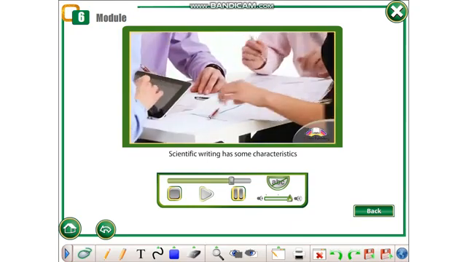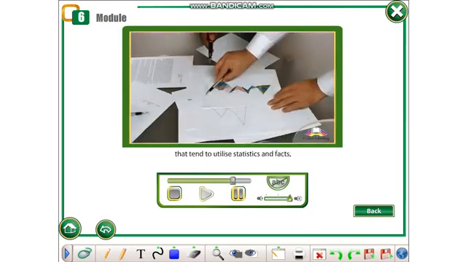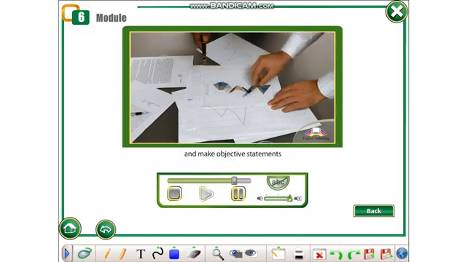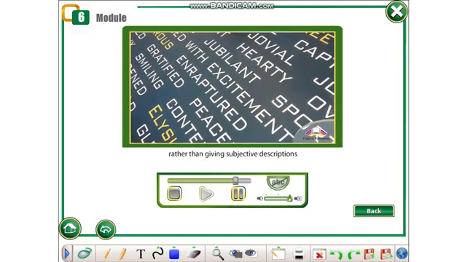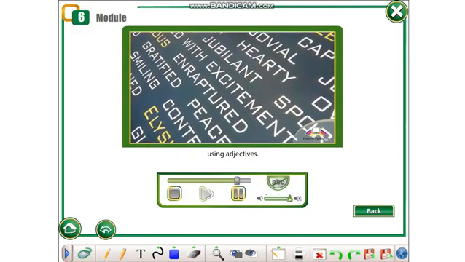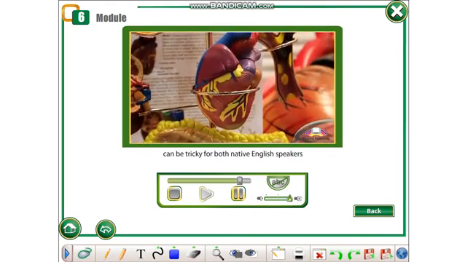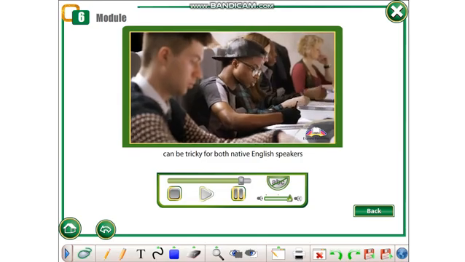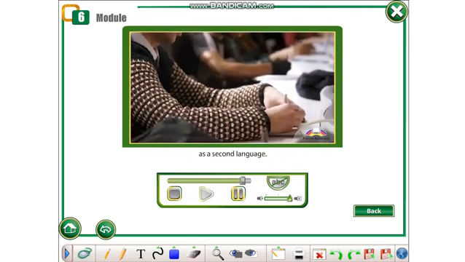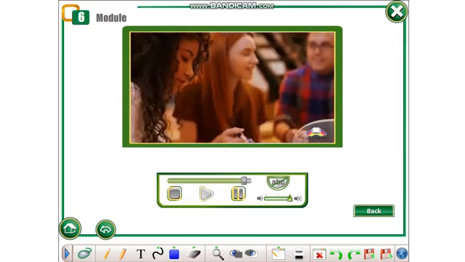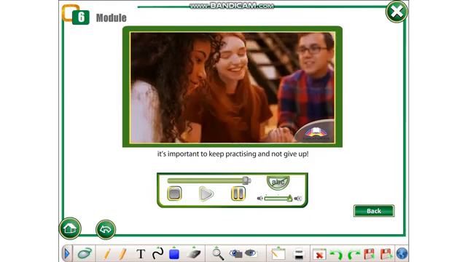Scientific writing has some characteristics that tend to utilize statistics and facts and make objective statements rather than giving subjective descriptions using adjectives. Learning to understand and write scientific texts in English can be tricky for both native English speakers and for people learning English as a second language. However, it's important to keep practicing and not give up.